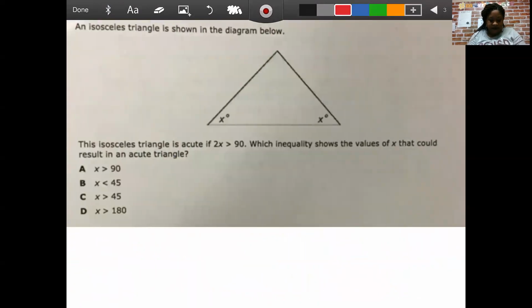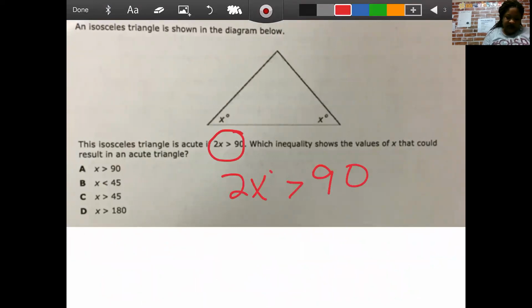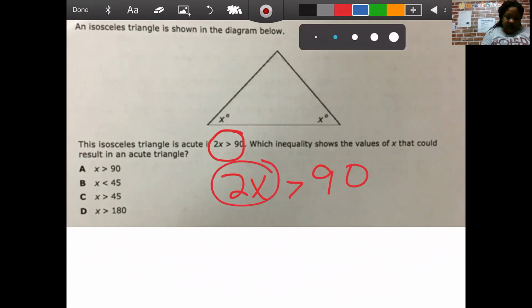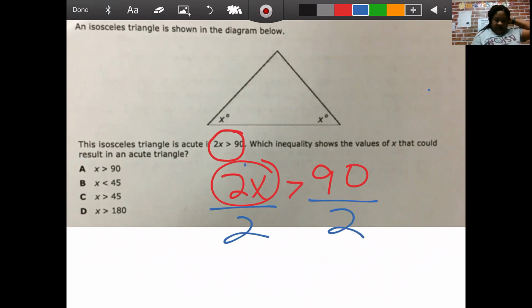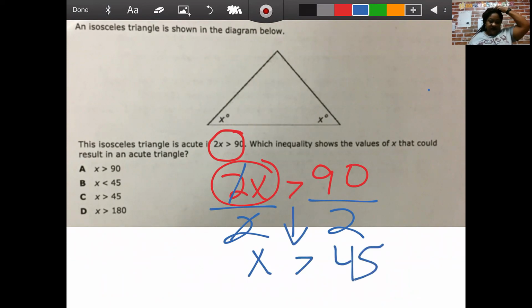Okay, number 3. Same thing we just did. We have 2x greater than 90. Since this is multiplication, you're going to do the opposite. You have to get rid of the 2 so that you can isolate the x. Bring your sign down. 90 divided by 2 is 45. So x is greater than 45. So your answer should have been C.